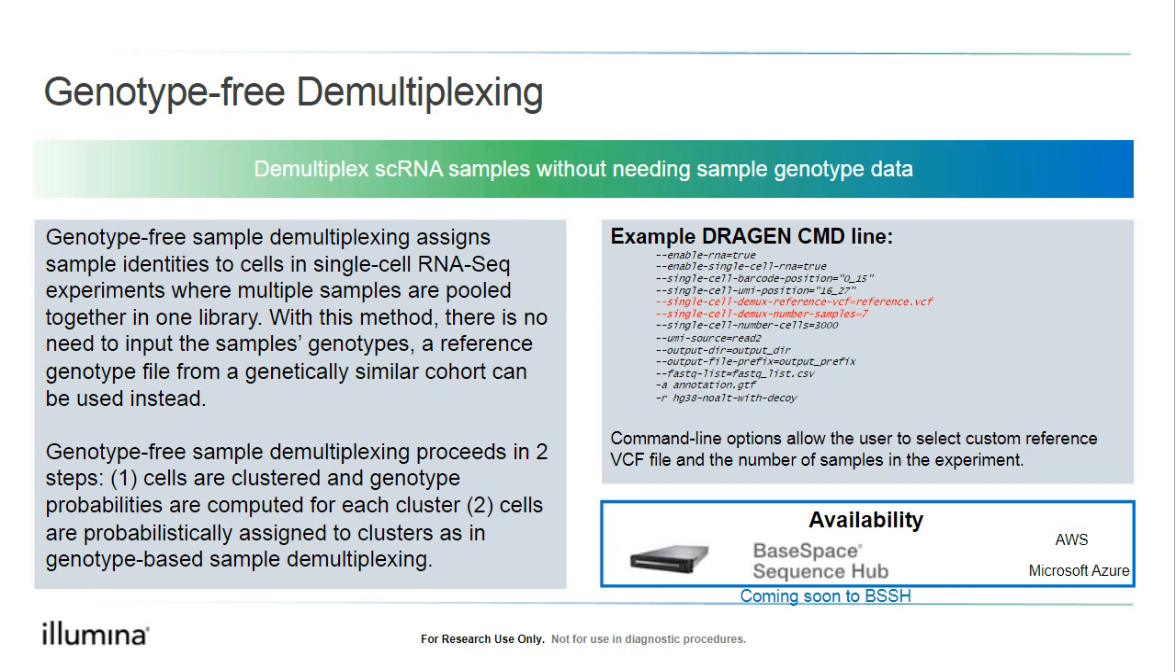So again, what we do essentially is we cluster the cells, and the genotype probabilities are then computed for each cluster. And probabilistically, we assign these clusters in a genotype-based sample demultiplexing. So it just simplifies the process and helps to demultiplex these RNA samples without needing to provide a sample-specific genotype file. Again, what you can do is you provide this reference VCF, which we have highlighted in red, and you indicate the number of samples that you have in your experiment so that we can identify the total number and use them for clustering.